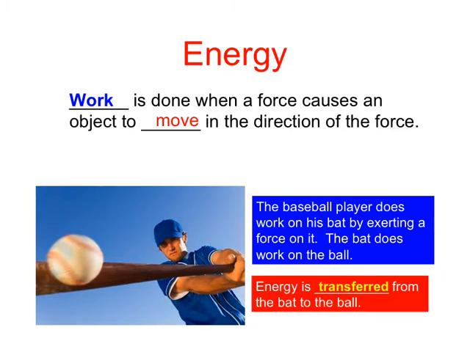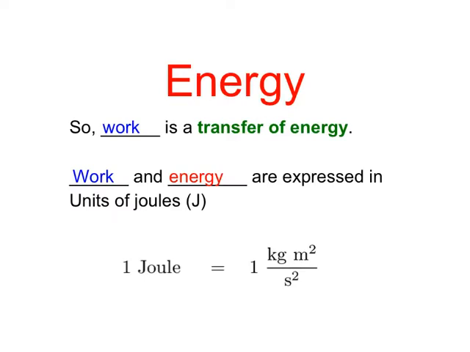For example, look at this picture. The baseball player does work on his bat by exerting a force on it. The bat does work on the ball, and the ball moves in the direction of that force. So energy is transferred from the bat to the ball. So energy is everywhere around you. It's constantly moving from one form of energy to another form. So work is a transfer of energy.